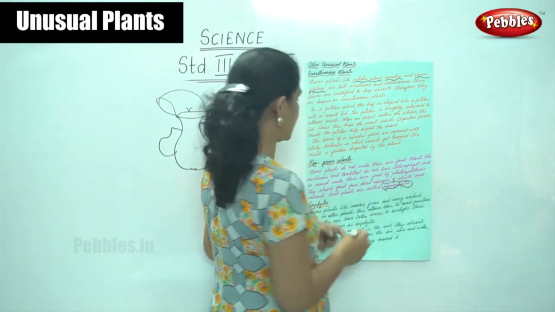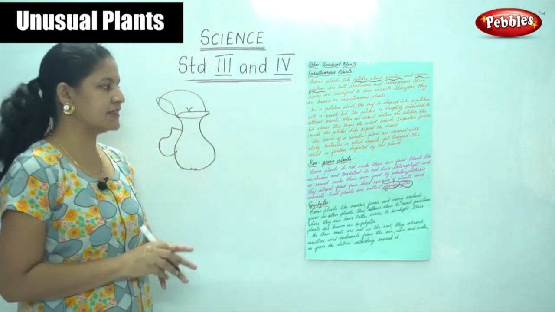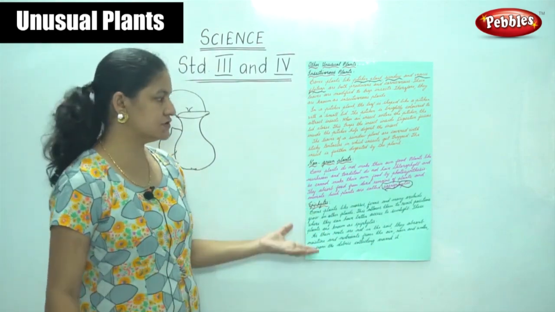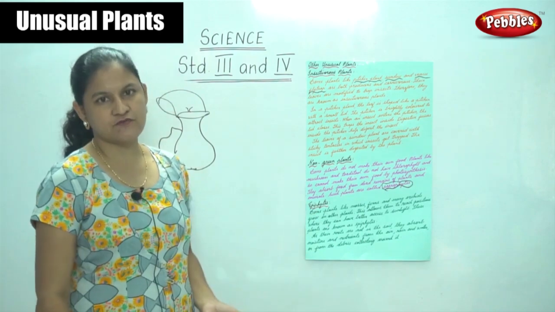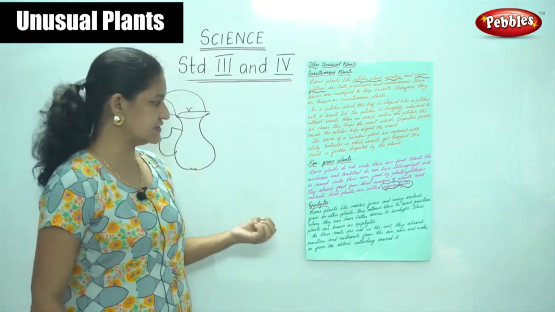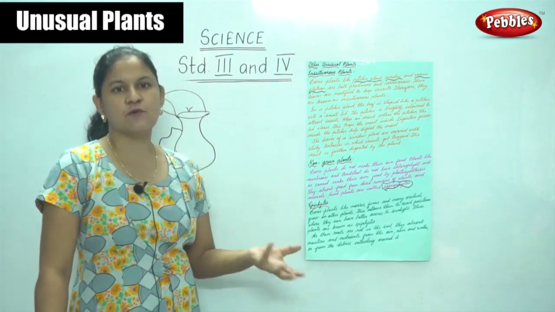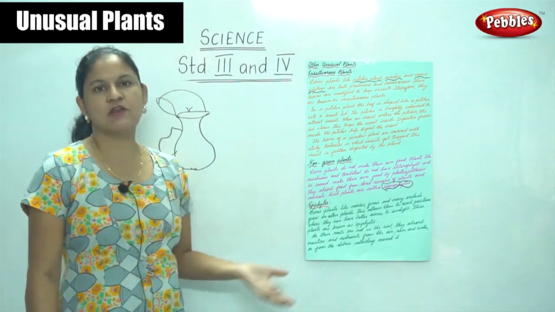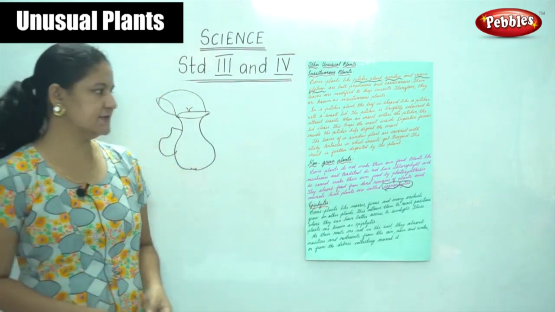So these non-green plants do not make their own food, and examples are mushroom and toadstool. They do not have chlorophyll and hence they cannot make their own food by photosynthesis. They absorb food from dead and decaying plants and animals, so they are known as saprophytes.